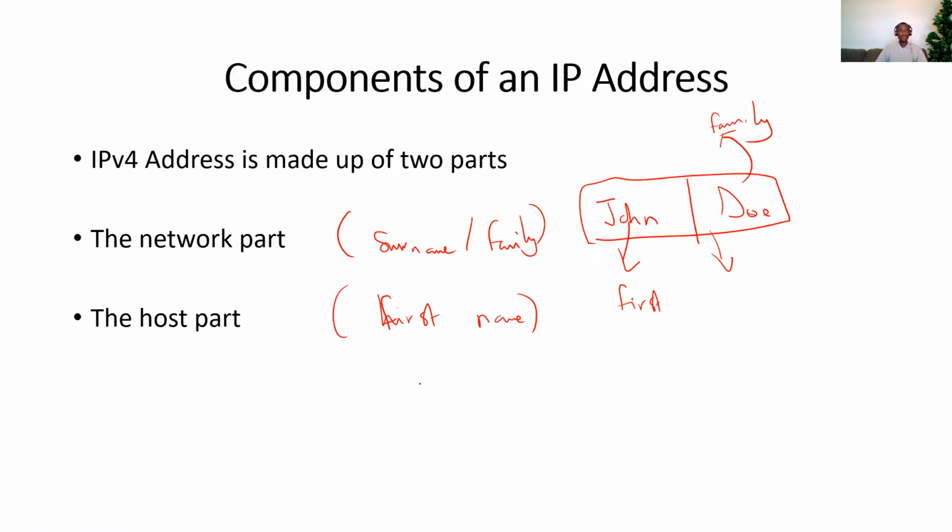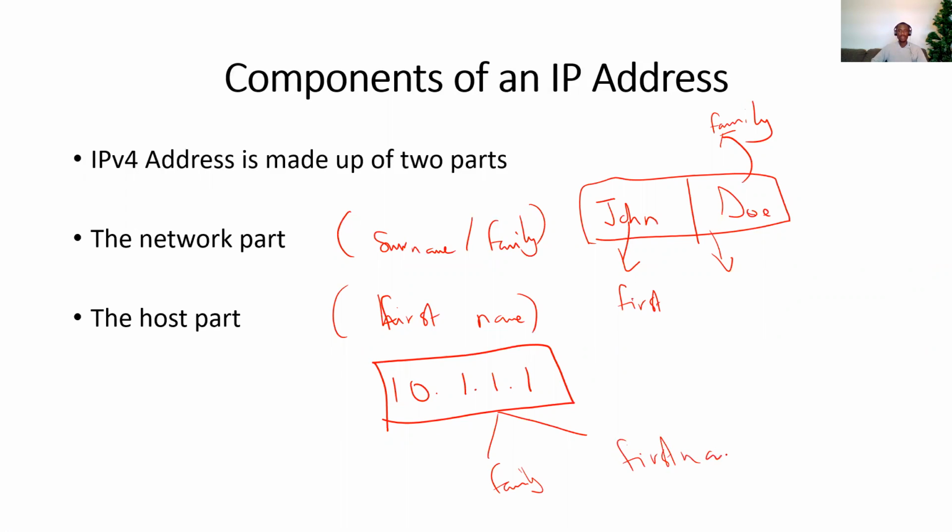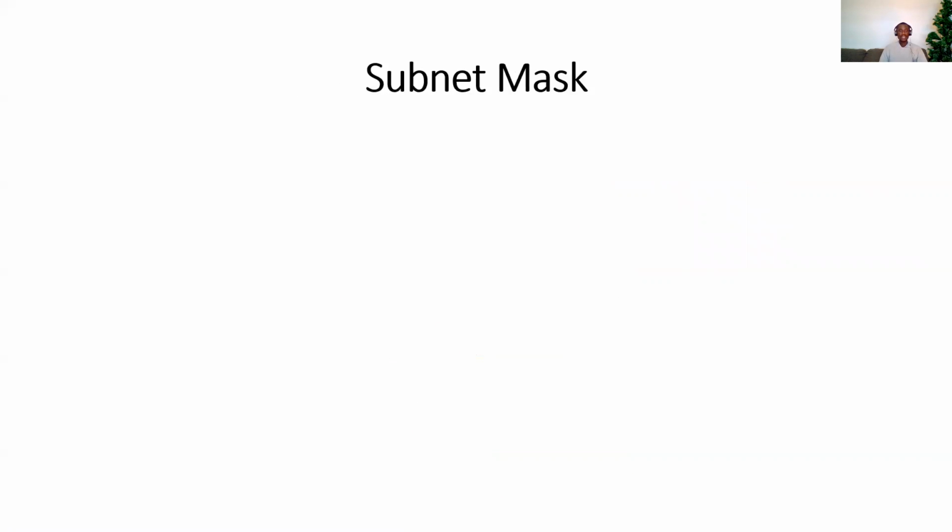Let's take a typical example of an IP address. When we say 10.1.1.1, which is an IP address, we're saying that some part of this number will represent a family, and the other part of it may be representing a person's first name. And that's what we'll be looking at. All you have to understand from this particular page is the fact that any IP address can be broken down into two different parts, a network part and a host part. Okay.